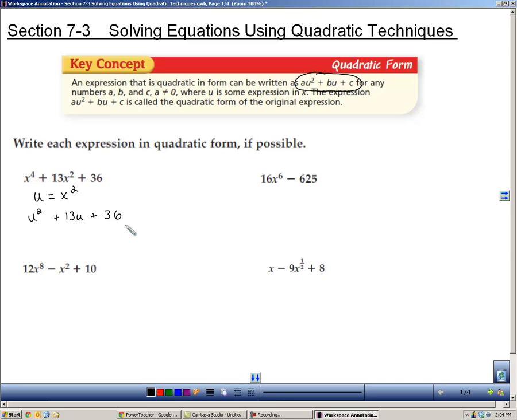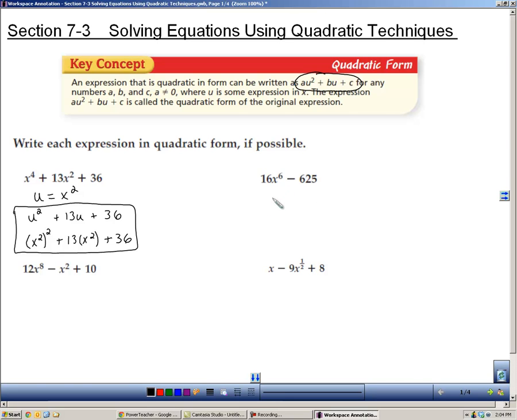So now this looks like a quadratic, something that we've seen before with a square and a single u and a number on the back. And so we could solve this using quadratic techniques. Now what is this really? Well, since u is x squared, I'm going to rewrite it as x squared squared plus 13 times x squared plus 36. So that's really what we're doing, replacing the x squareds with u's, and we're going to solve this one on the next slide. We'll see that in a minute.